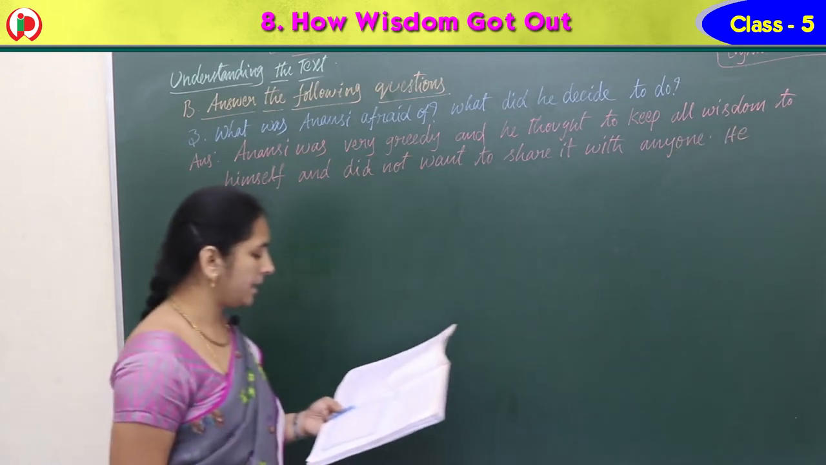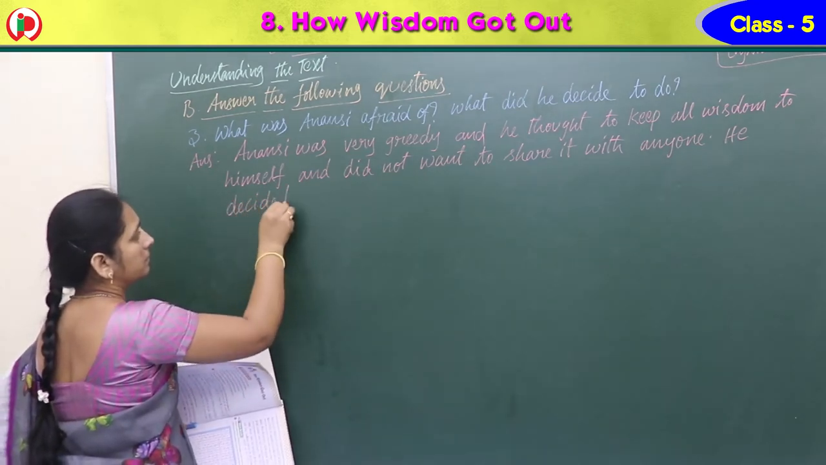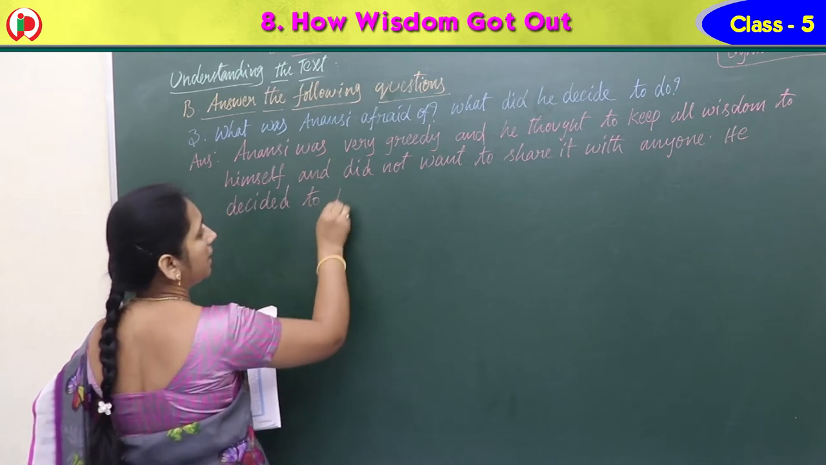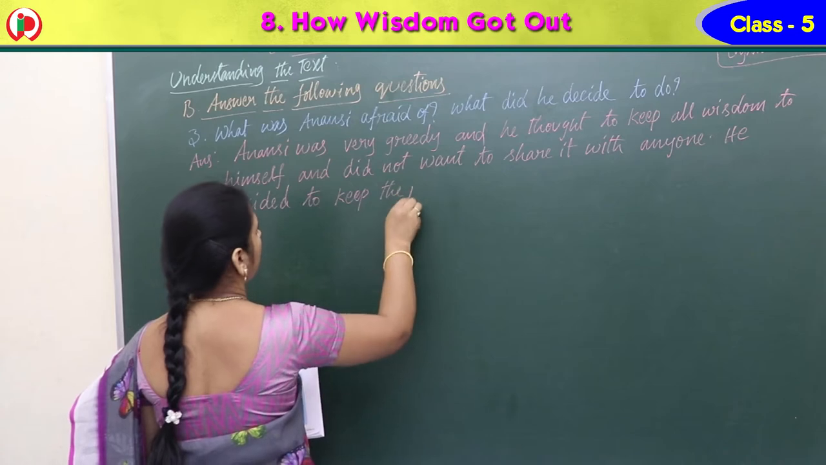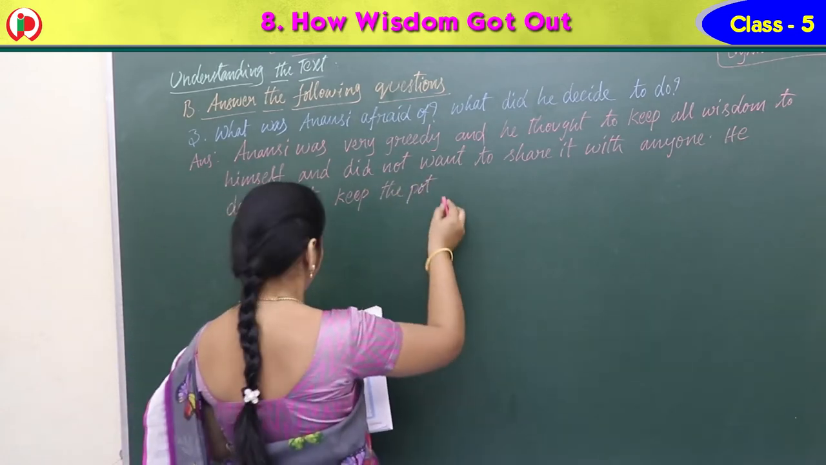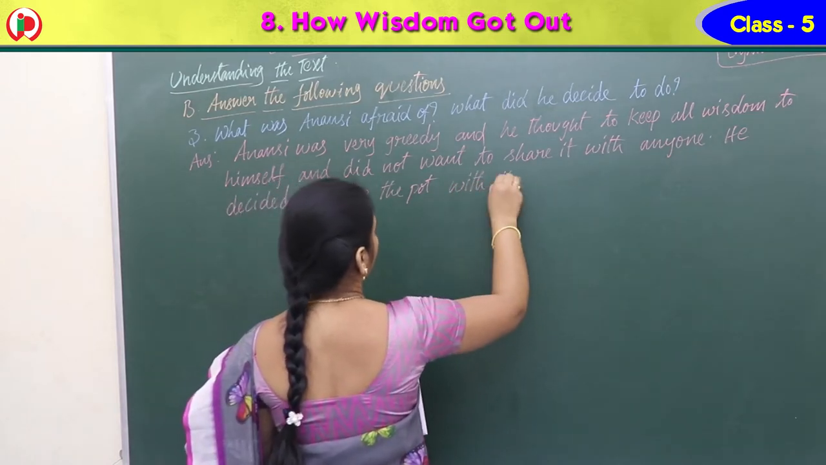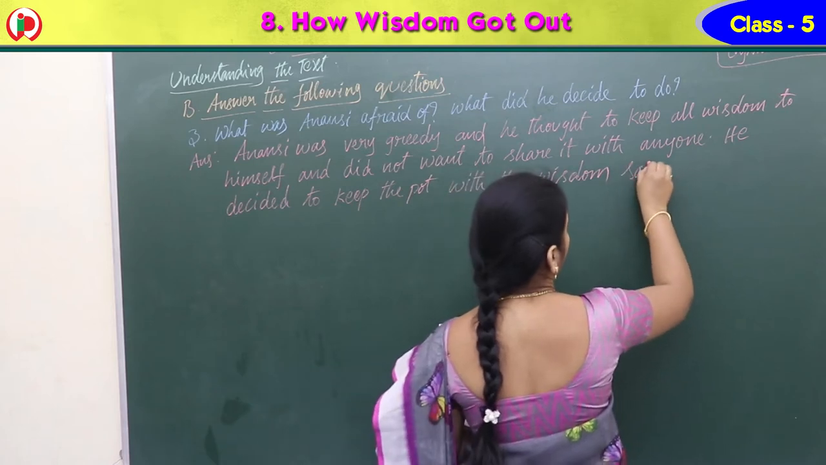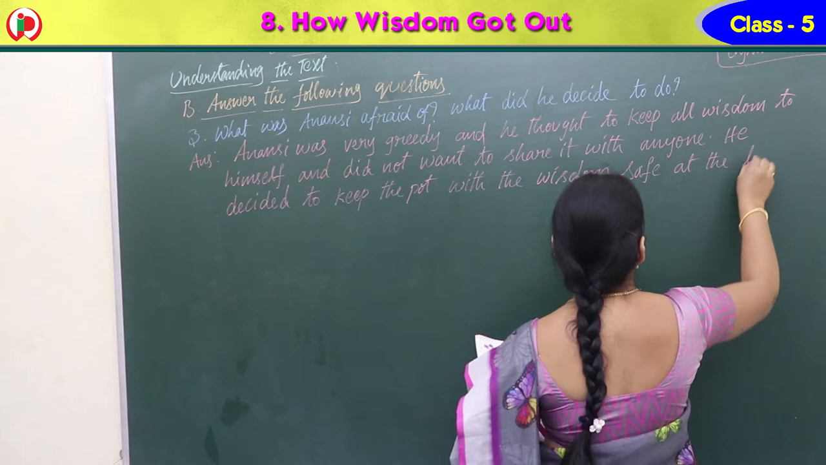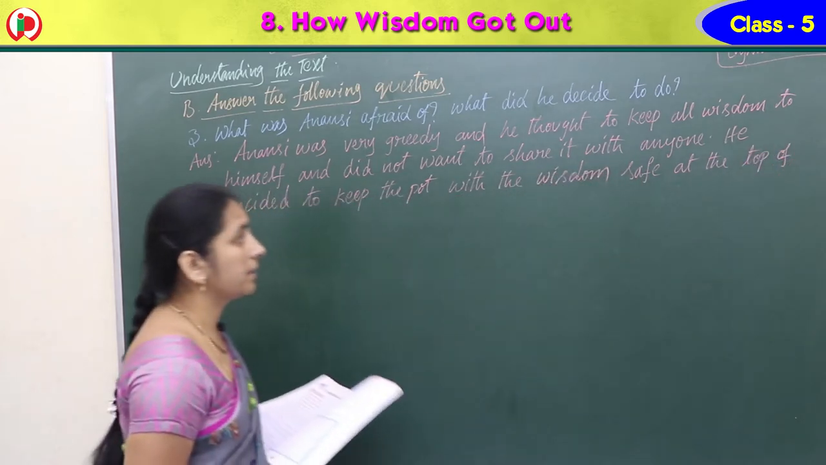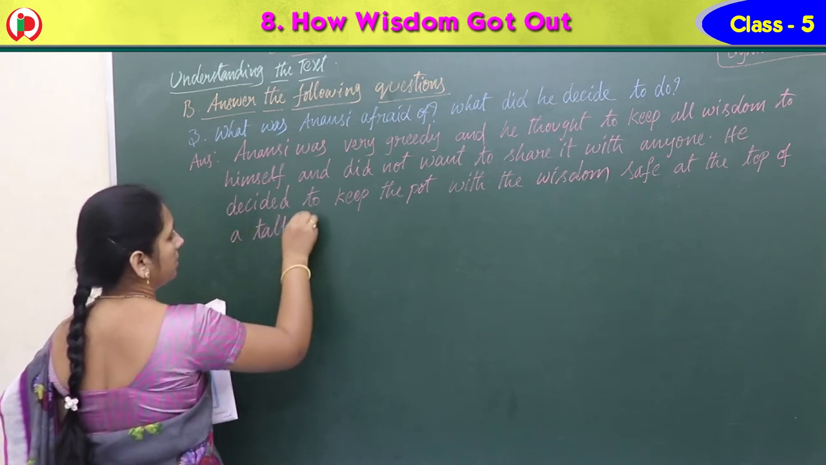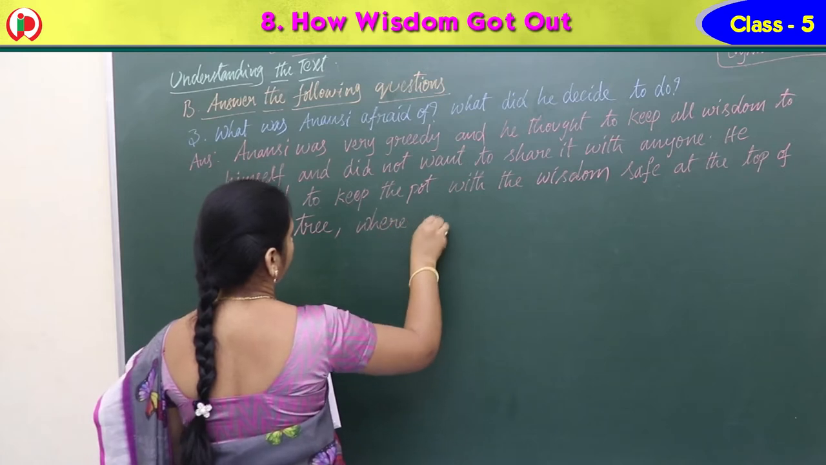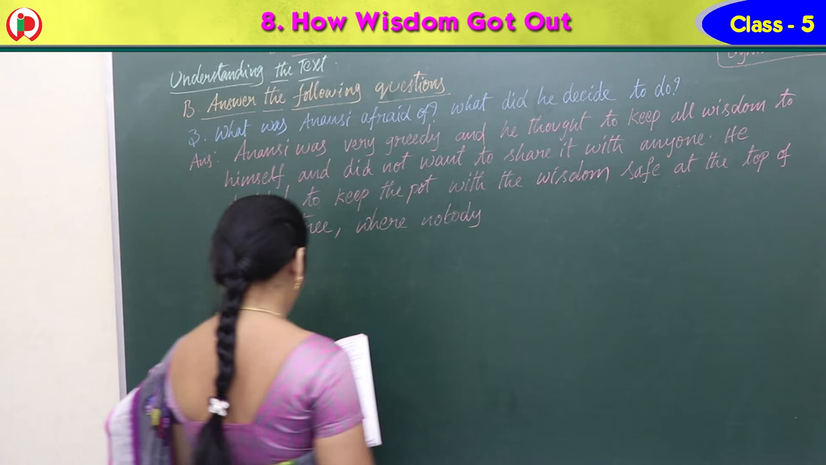Then what did he do? He decided to keep the pot with the wisdom safe at the top of a tall tree where nobody else could get it.